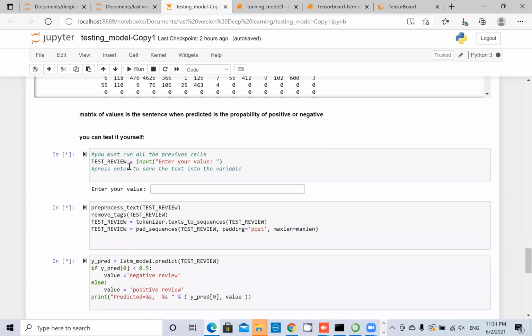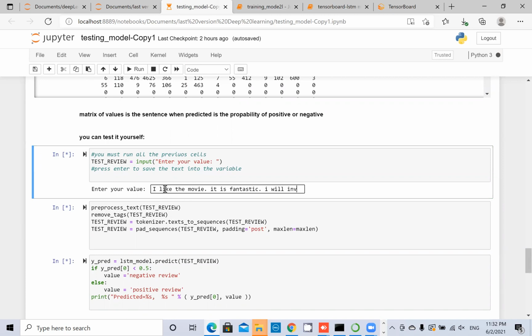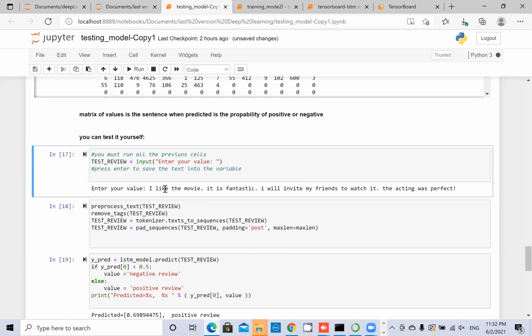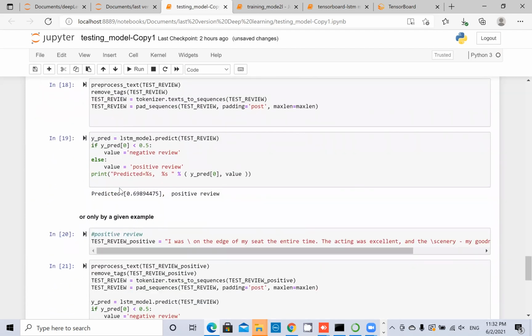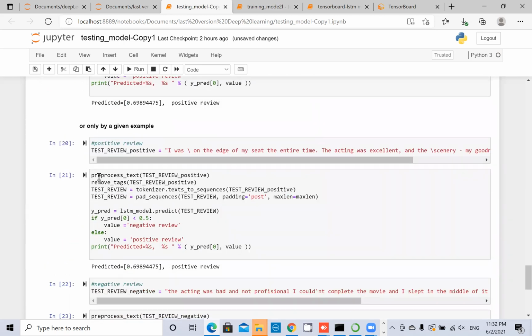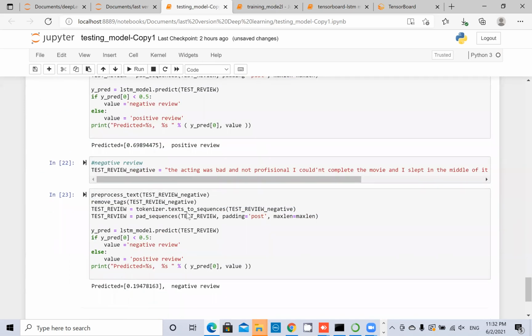I can test it by myself. I prompt the user to write anything he wants. For example, I like the movie. It is fantastic. I will invite my friends to watch it. The acting was perfect. Now I will enter. Here is the predicted result, near to 1, a positive review. We have other examples. As we see, they are true predictions.